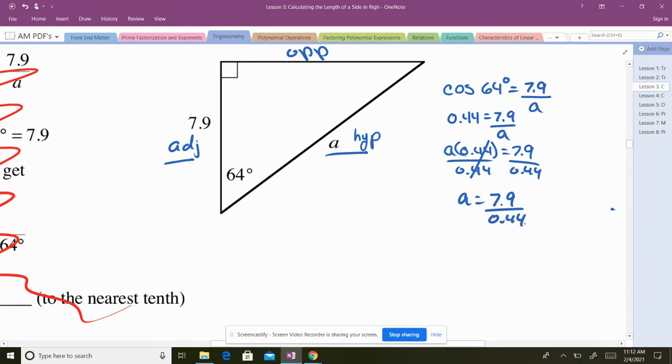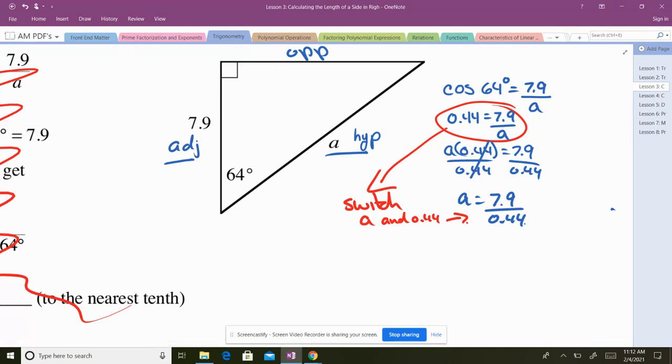Here is a shortcut. When your equation looks like this, just switch the A and the 0.44. And that gets you right to there. And so then to solve for A, you just divide 7.9 by 0.44, which is what? 17.94549. Let's just round to 18.